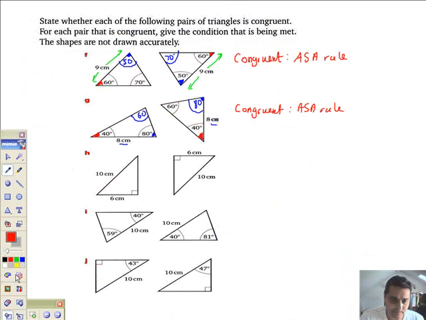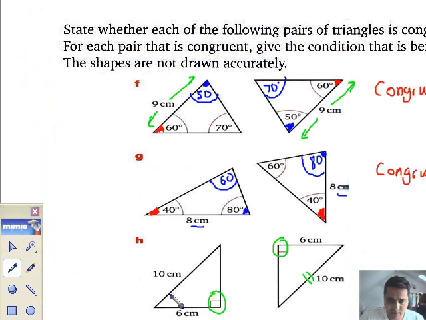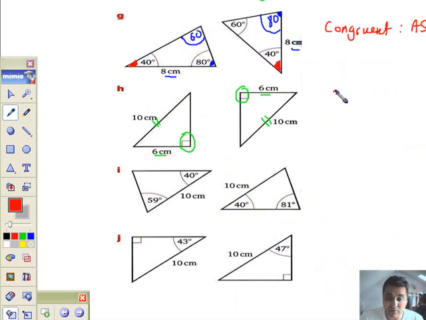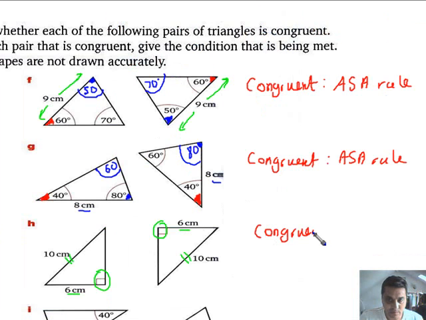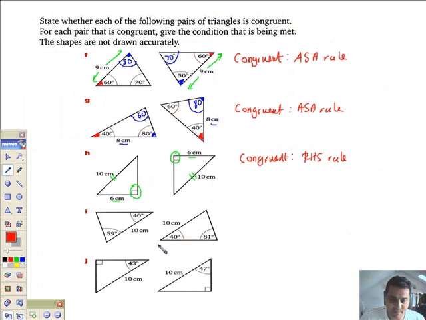Now what about this? Well, I have got a right angle for sure. The length opposite the right angle is the hypotenuse, so they're both 10s, and therefore so far so good. Now, I also have a 6 there and a 6 there. These are also corresponding other sides. Therefore I've got a right angle, a hypotenuse and a side. Once more, right angle, hypotenuse and another corresponding side. Therefore these are congruent. Why? Right angle, hypotenuse, side rule. That's it, RHS rule.